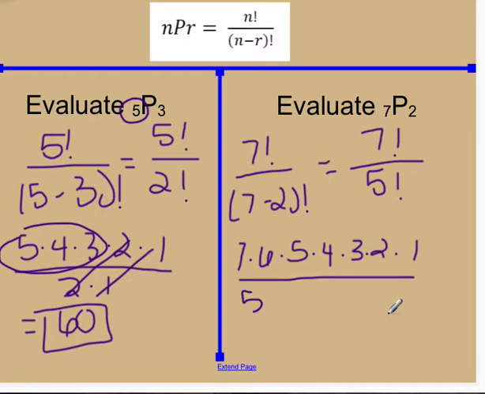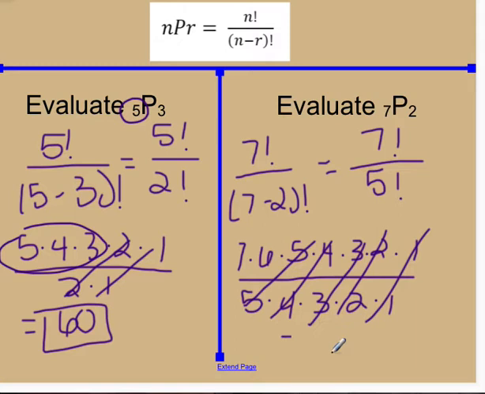So what I'm going to do is cross off everything from 5 on down on the top and the bottom. So I'm going to cross out 5, 4, 3, 2, and 1. And then left on top, I just have 7 times 6. So 7 times 6 is going to give me 42. So 7P2 is 42.